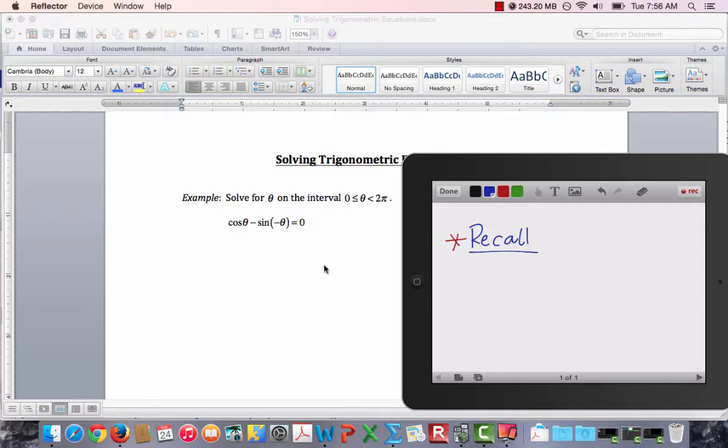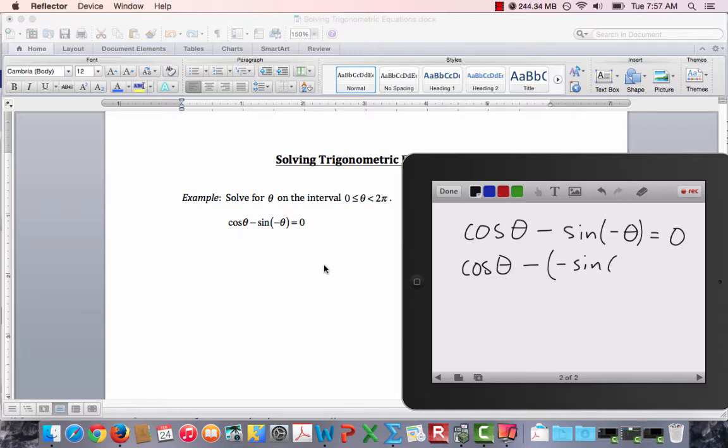So let's recall that the sine function is an odd function, which means if I'm looking at the sine of negative theta, that's the same thing as the opposite of the sine of theta. So I'm going to choose to use negative sine theta as a substitution for sine of negative theta. So this makes our equation turn into cos theta minus sine of negative theta, which is the same thing as the negative sine of theta. So we'll substitute that in, and we end up with the cosine of theta plus the sine of theta is equal to 0.